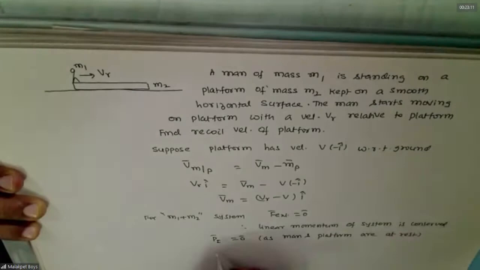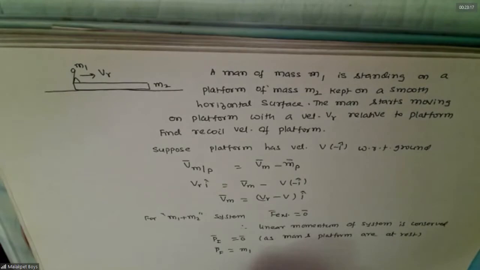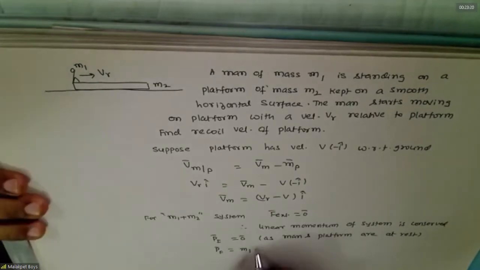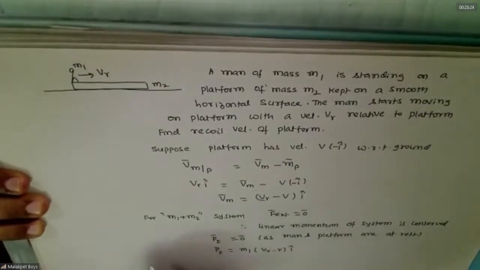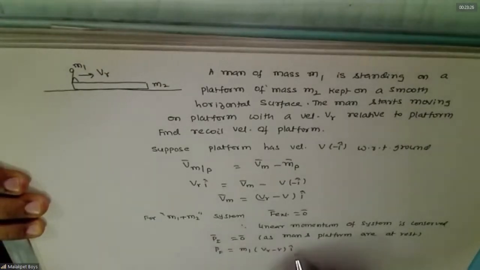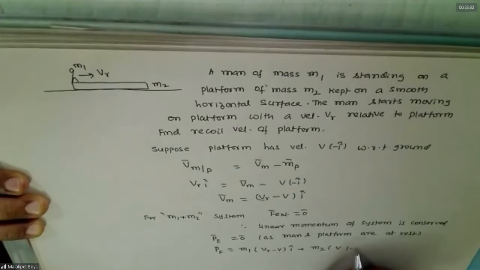Now when the man walks, what is the final momentum? M1 into VR, man's minus velocity. This is with respect to ground, I am conserving. VR minus V i cap, plus M1 is V minus i cap.